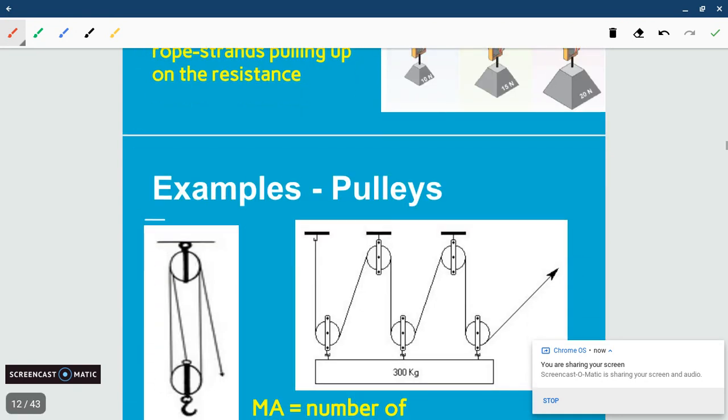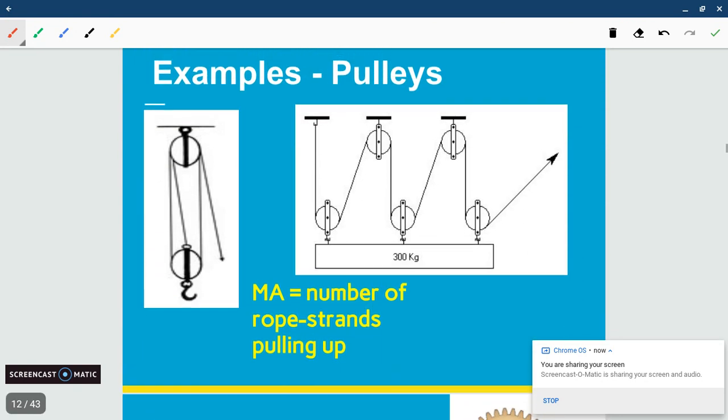So if we go down to the examples, I have 2 different examples of pulleys. And again, this is ideal mechanical advantage. It is always the number of rope strands pulling up. So on the first example, the first rope does not count. That pulls down. But I can see that 1, 2, 3 of them count. So this would have an IMA of 3.